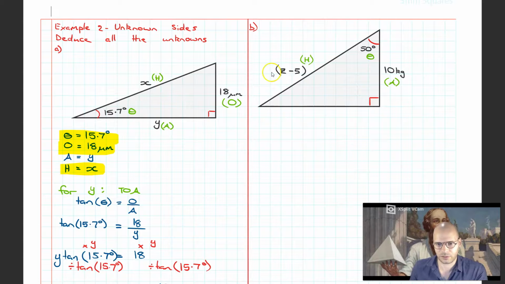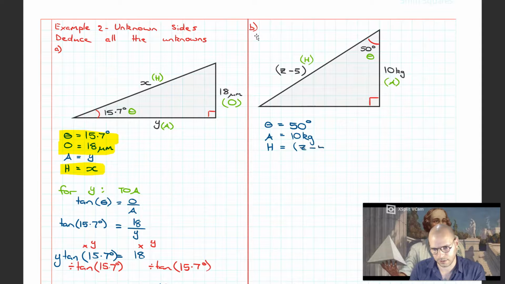We have an expression for our hypotenuse, z minus 5. Now you might feel a little bit alarmed when you see an expression like this, but basically we're just going to treat it as if it's just a regular number, just like before. So listing all the values, there's no need to put down the opposite because we don't need it. We have 10 kilograms for this triangle, something a little bit new as well. And then we have z minus 5 for the length of our hypotenuse.